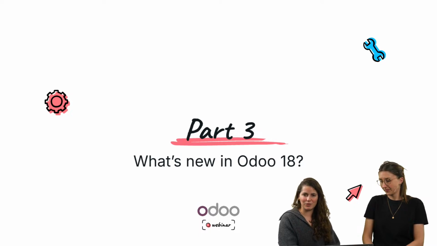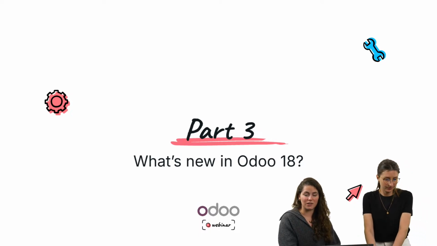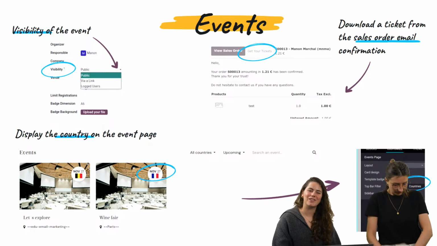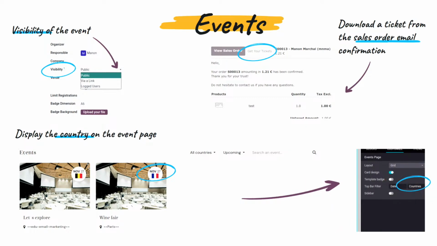So let's continue with what's new in Odoo 18, even though I spoiled it a little bit. So for event, we have a couple of new features that came out. The fact that you can now choose the visibility of the event. So you can decide if an event is going to be seen by everyone, or just accessible via a link, or just for logged in users. You can also, linked with the website display of your event, choose now to display the country of your event.